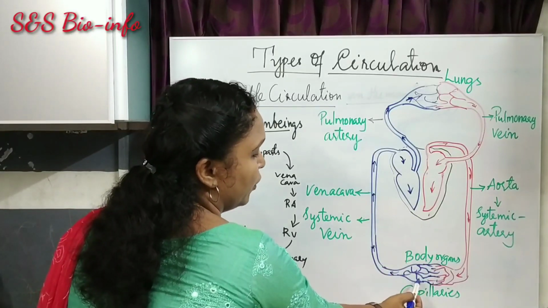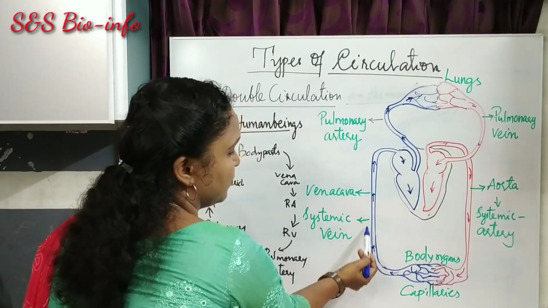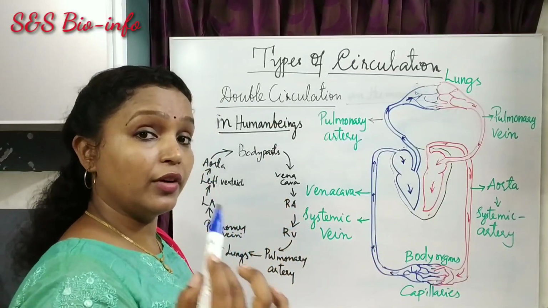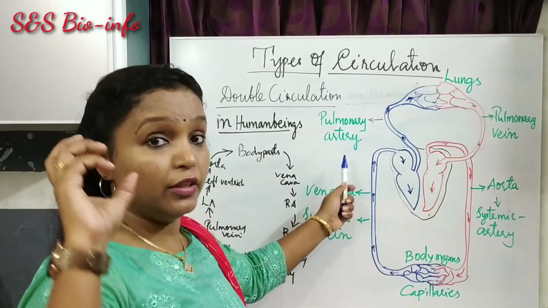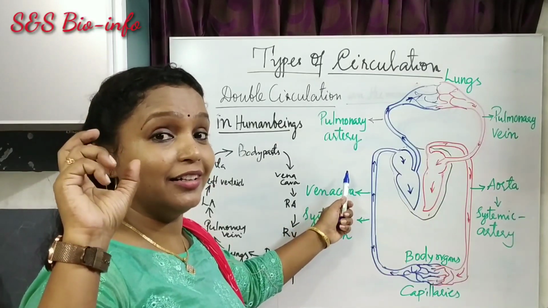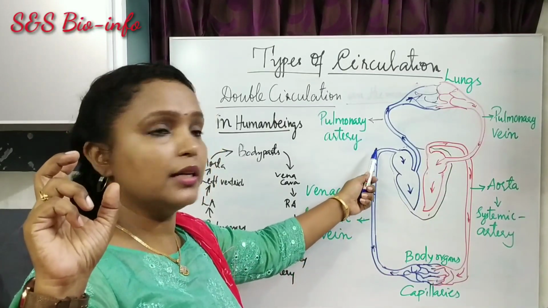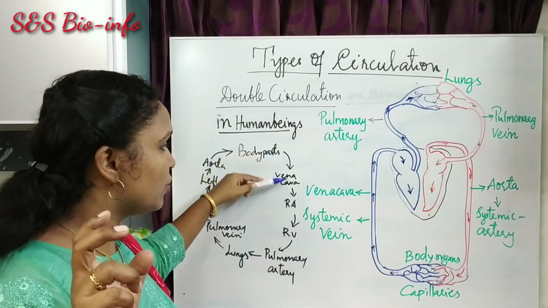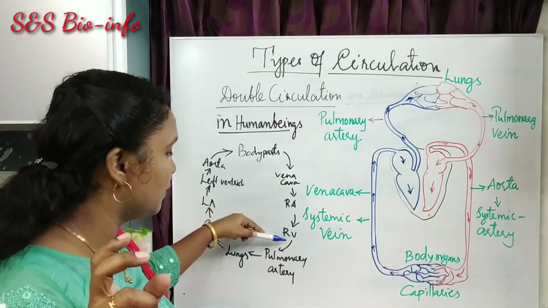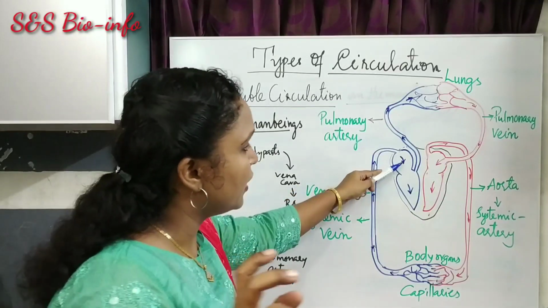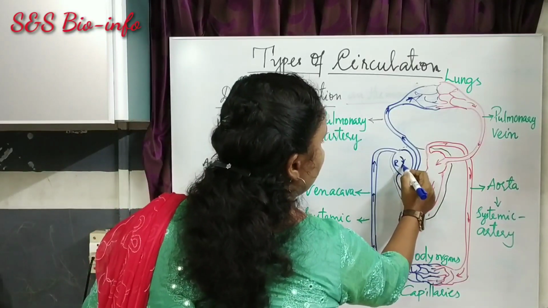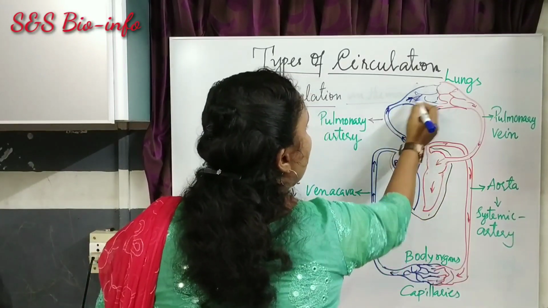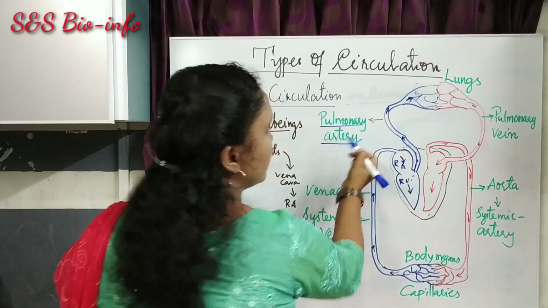Here from the body parts, the impure blood is collected by systemic veins. Then it goes to the vena cava, the largest vein in the human body. Then we know that there are the superior vena cava and the inferior vena cava that bring blood to the right atrium. So I have written here body parts to vena cava, then to the right atrium, right ventricle. Then the blood goes to the lungs through the pulmonary artery.